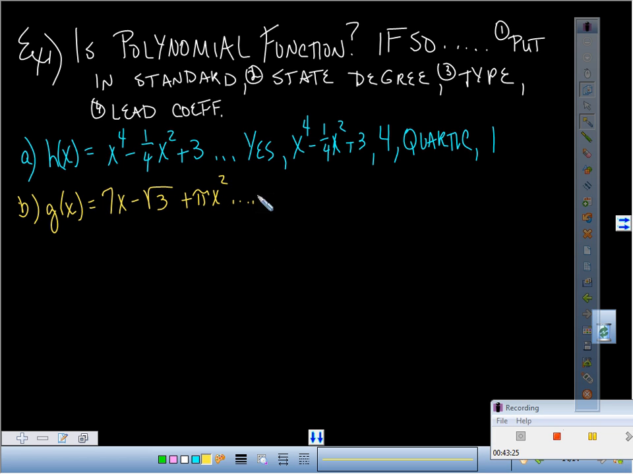Is this a polynomial function? Yes or no? Yes. Yes, it is. He meets all the requirements. Can you put it in standard form? Yes. What does it say? Pi x squared plus 7x minus the square root of 3. Perfect. What degree is this polynomial? 2. What's it called?